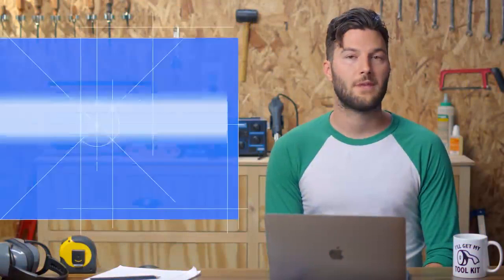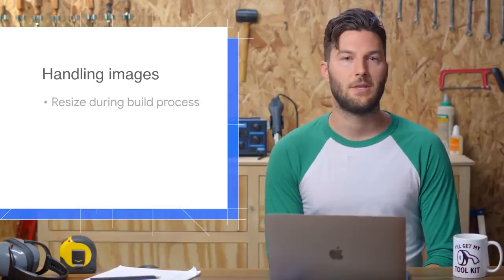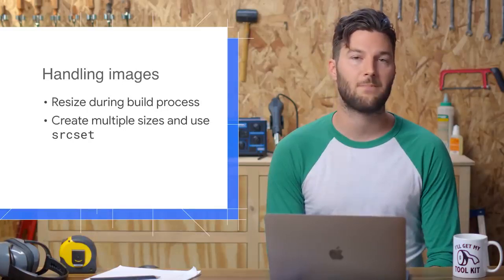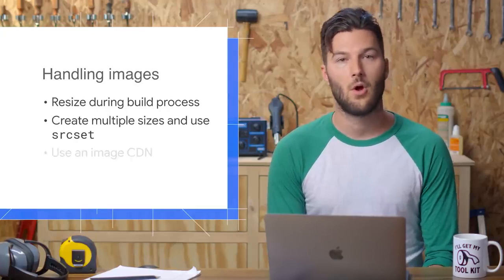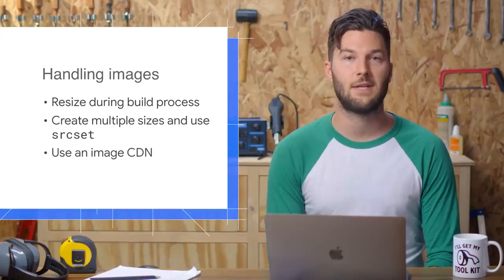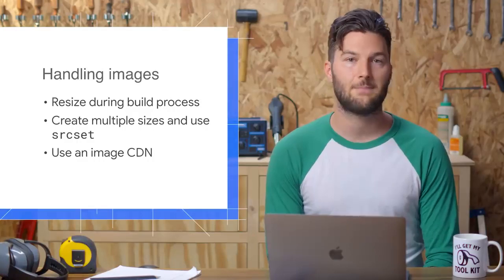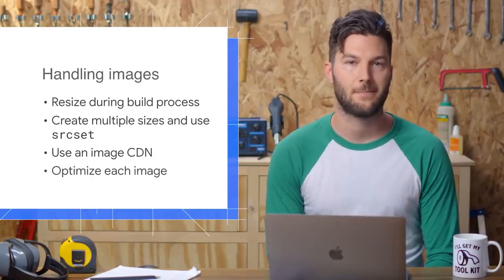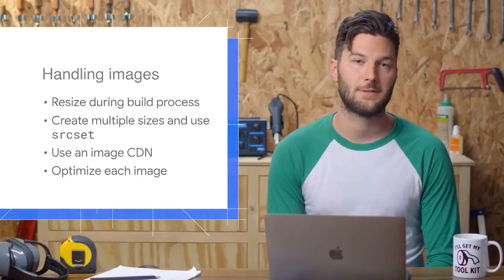In the real world, there's a few ways to handle images. You can resize them during your build process, or create multiple sizes and use the srcset attribute to let the browser decide what size it needs. Or you can use an image CDN that lets you dynamically resize images when you request them. At the very least, if resizing is too much of a hassle, just make sure to optimize your images. That usually yields big performance wins.